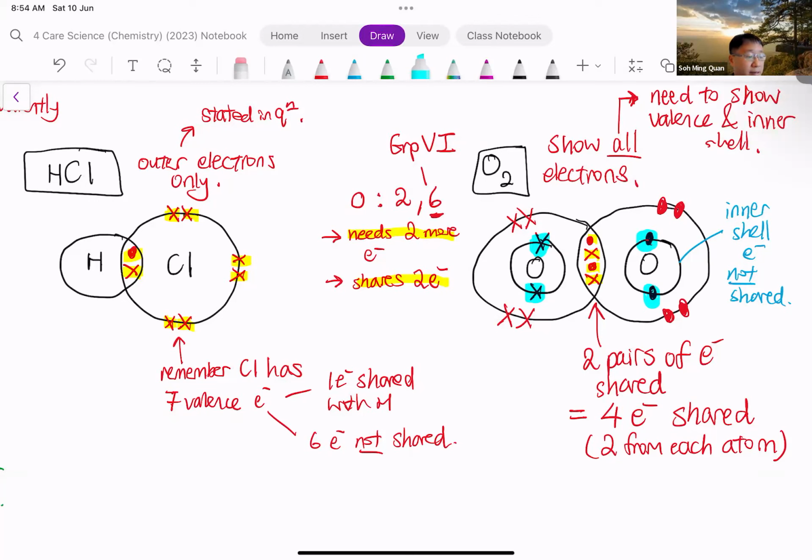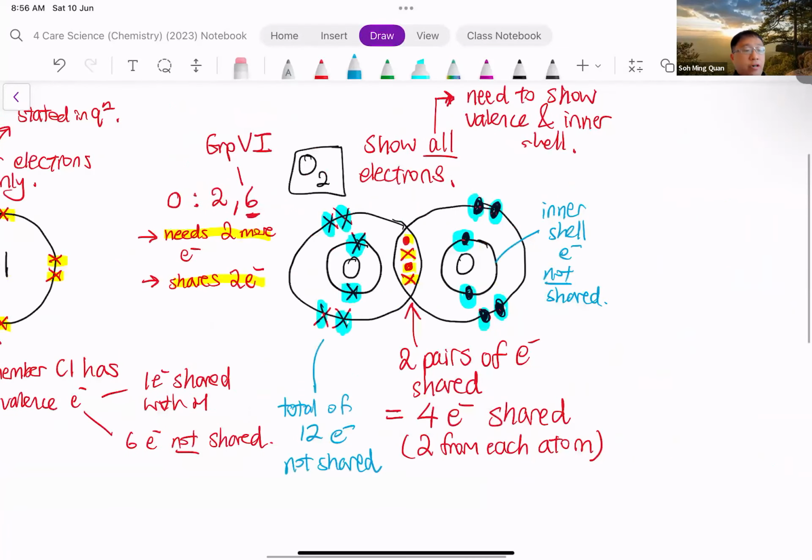But those are not the only ones. 5, 6, 7, 8, 9, 10, 11, 12. So oxygen has a total of 12 electrons not shared or not involved in covalent bonding. So those electrons highlighted in blue are not involved in covalent bonding. All right? So this is how we draw a diatomic molecule like oxygen. Okay? So I'll just give you a bit of time to ensure you have copied everything down.